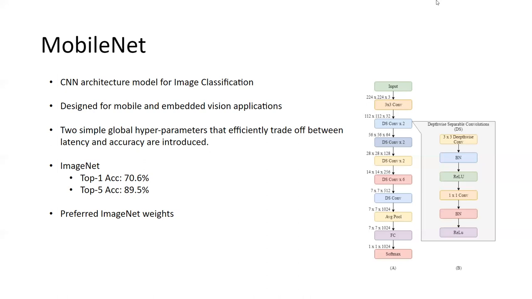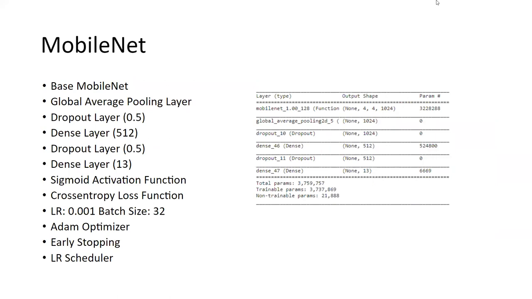For the MobileNet transfer learning, I use the weights from ImageNet and fine-tune from these weights. You can see the MobileNet architecture as I use it in my project. I take the base MobileNet first, then I apply a global average pooling layer, then a dropout layer, then the dense layer comes. After the dense layer, another dropout layer with 0.5. And at the end, a dense layer, which represents the 13 categories.